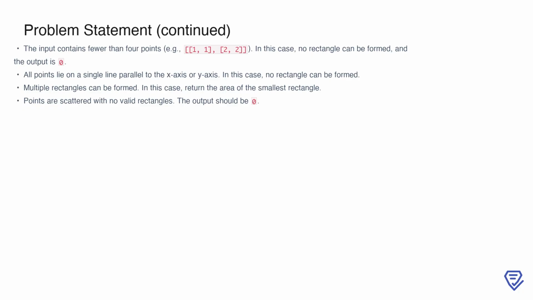If multiple rectangles can be formed, the task is to return the area of the smallest rectangle. On the other hand, if the points are scattered in such a way that no valid rectangles can be formed, the output should also be 0. These considerations ensure your solution is robust and handles all possible scenarios.